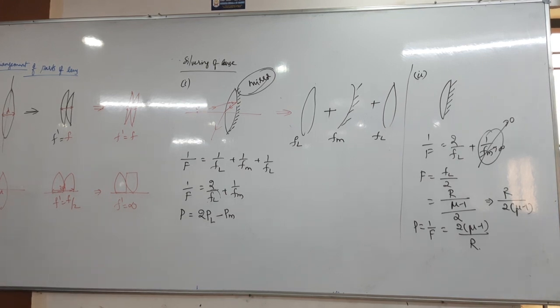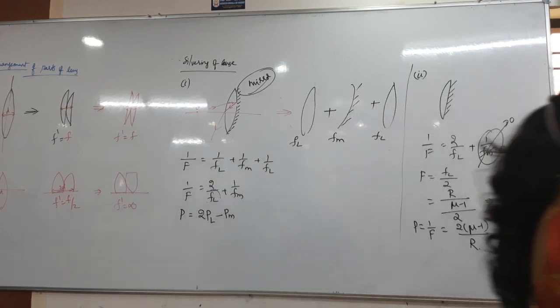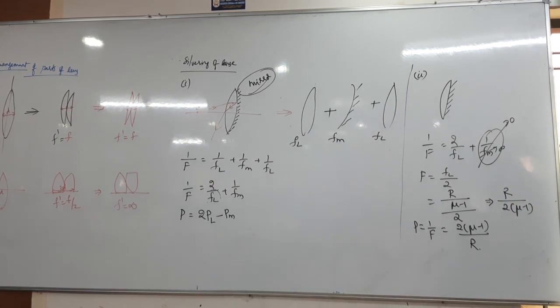When we silver any lens, two refractions and one reflection will take place. And the entire combination will behave like a mirror.